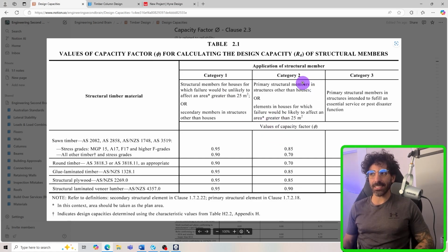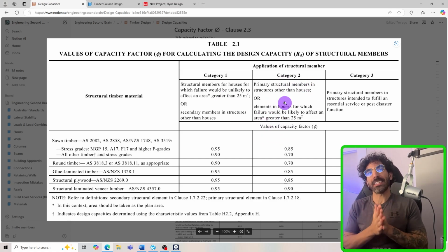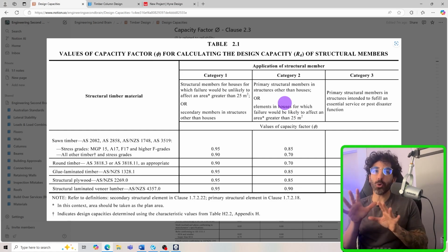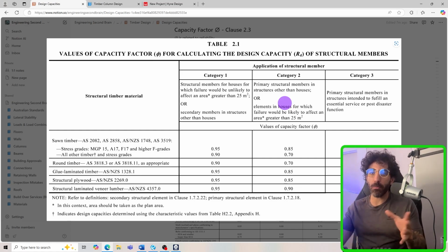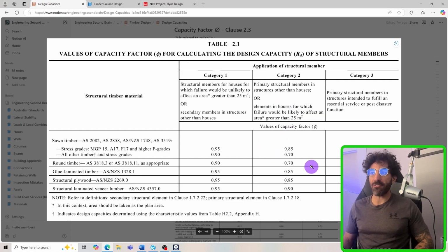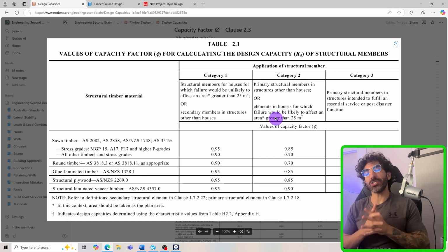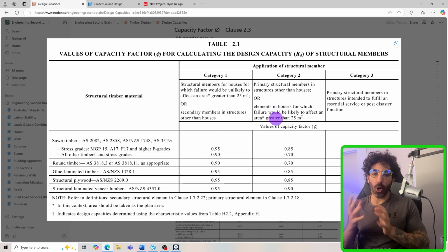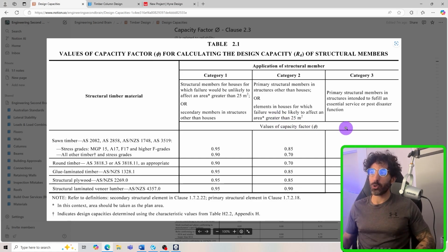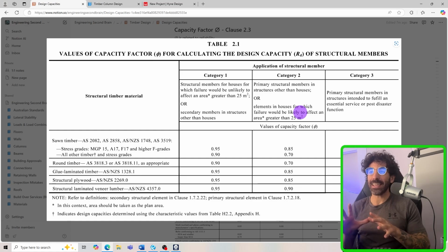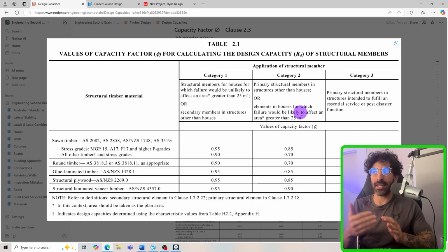On the other hand, for category 2, the failure of the member could result in the collapse of a significant portion of the structure. That's why the phi factor is less for category 2 than for category 1. In a house, if you are designing, let's say, a beam or a column picking up an area greater than 25 square meters, then that element in specific should be designed as category 2.